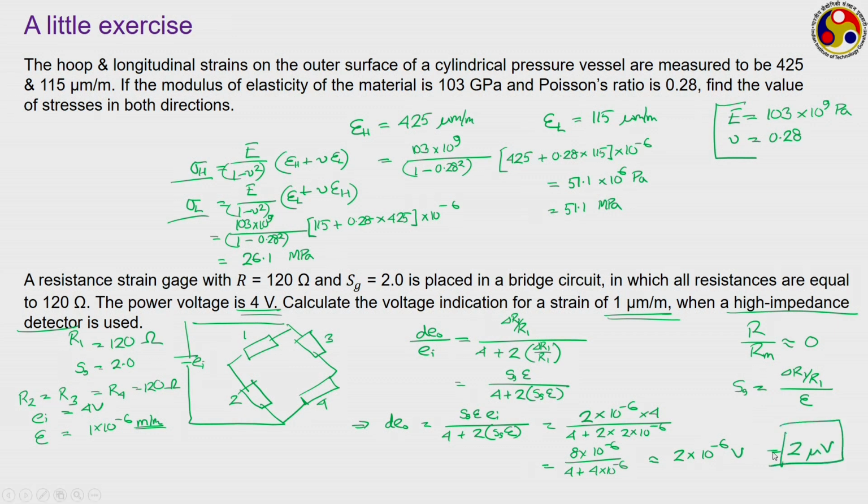So, this is the final answer that we are looking for, that is, this 1 micron amount of strain will be indicated by 2 microvolt. So, your voltage indicator should have this much resolution, so that it is able to sense a change of 2 microvolt, so that we are able to sense 10 to the minus 6 level of strain, or 1 micrometer per meter amount of strain.